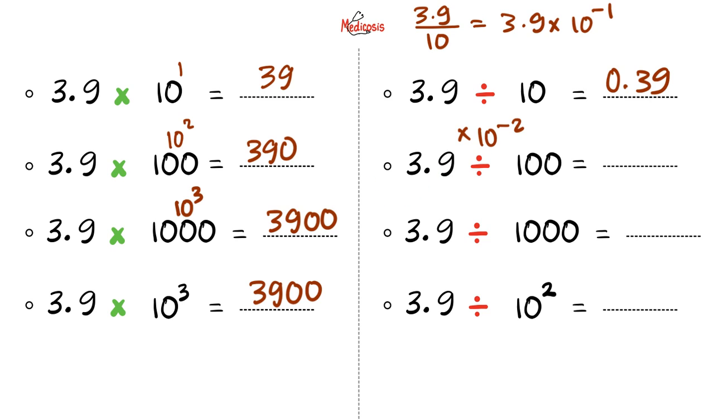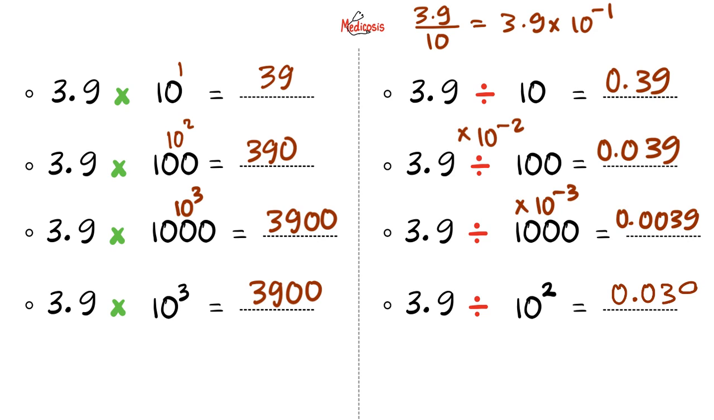How about this? Divided by 100 is like multiplying by 10 power negative 2. Shift the decimal point to the left twice. It becomes 0.039. 3.9 divided by 1,000. It's as if I'm multiplying by 10 power negative 3. So shift to the left 3 times. It becomes 0.0039. How about this? Divided by 10 power 2. We just shift the decimal point to the left twice. It becomes 0.039. The decimal point was here. I shifted that backwards twice.